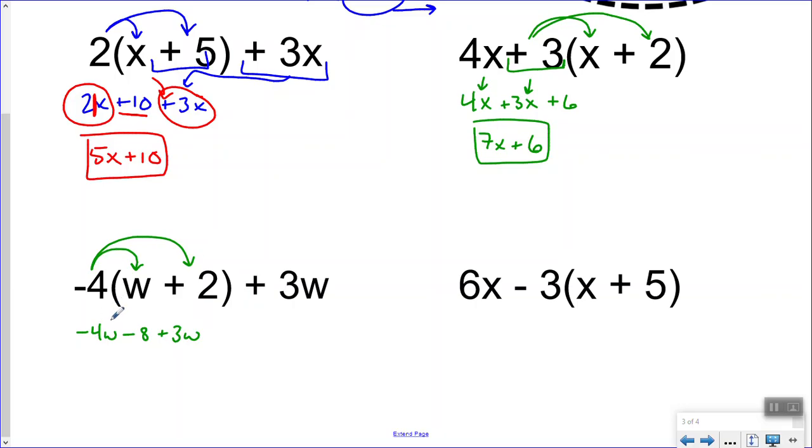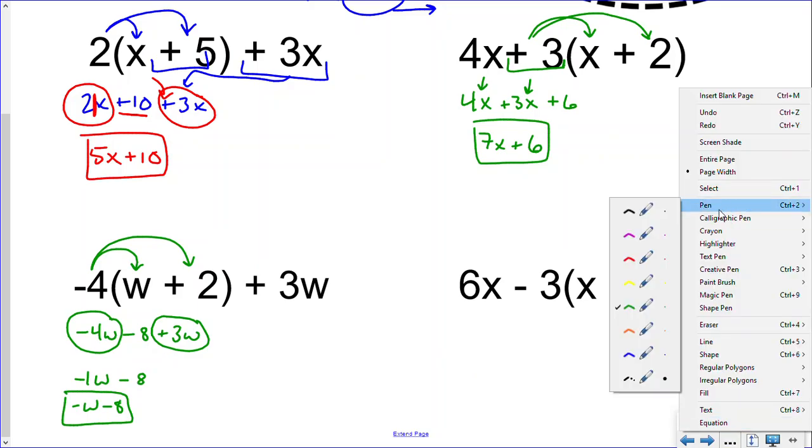Now we're going to look for like terms. Here I have negative 4w, and here I have positive 3w. Negative 4 plus 3 is negative 1, so I have negative 1w minus 8. And usually you'll just see this written as negative w minus 8. We usually don't write the 1.